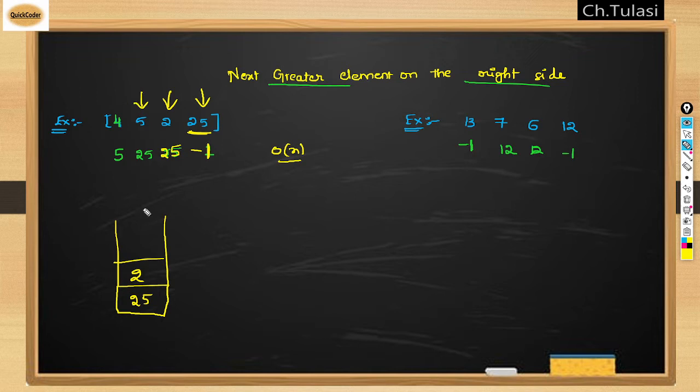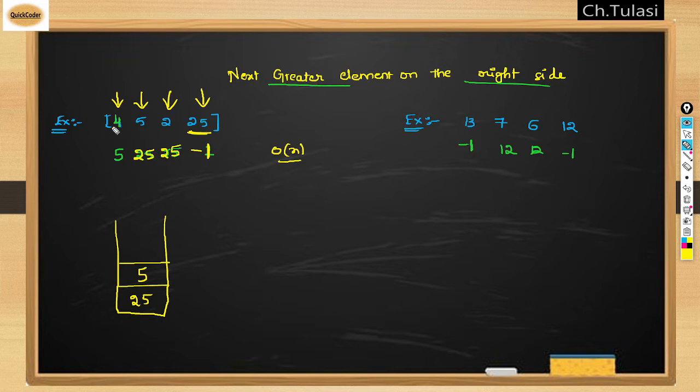Now I am at 5. First of all, I will check whether my peek element is greater than 5 or not. No, my peek element is not greater than 5, so I just pop the element. Now again, I will check whether my peek element is greater than 5 or not. Yes, my peek element is greater than 5, so I will print 25. Then I will push 5. And again, now I am here.